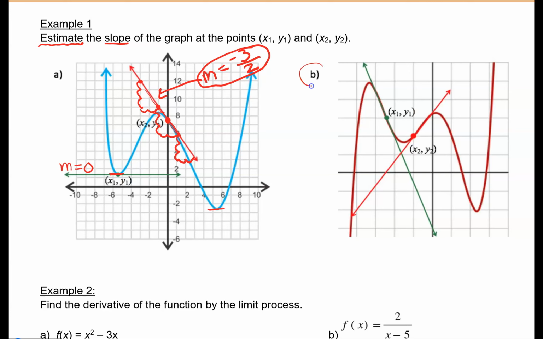Why don't you guys try this? See if you could estimate these two slopes. Pause your video and then come back to check the answer.